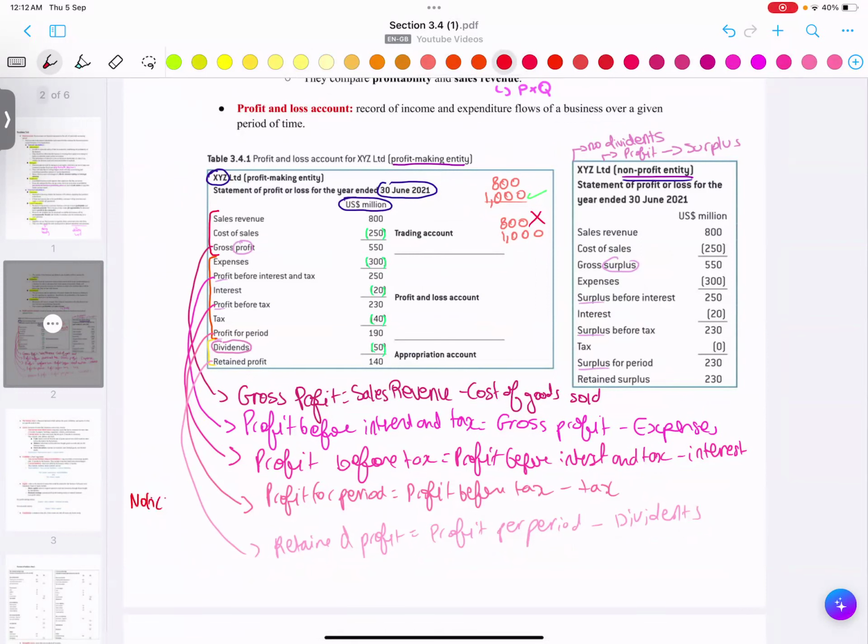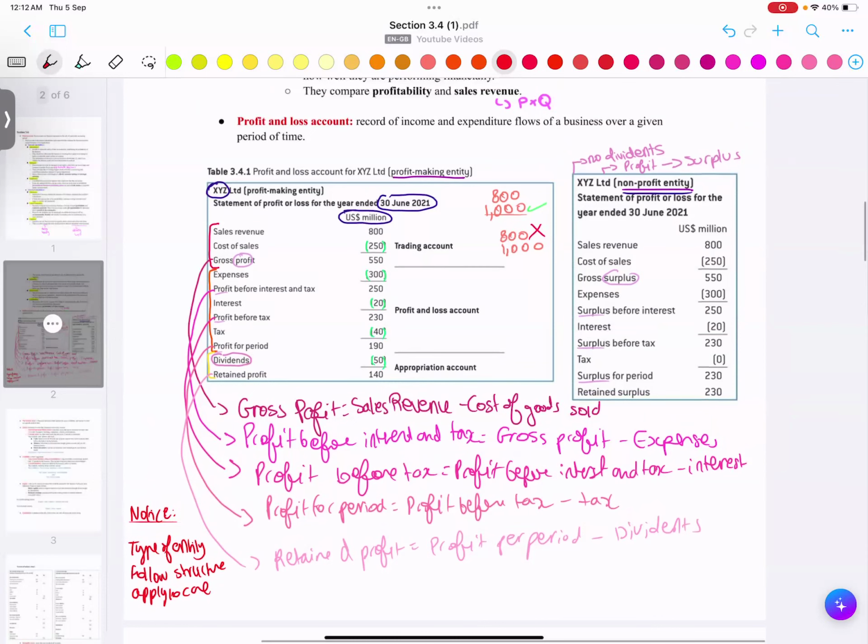Notice the type of entity, follow the structure, and apply it to the case, and that's really it.